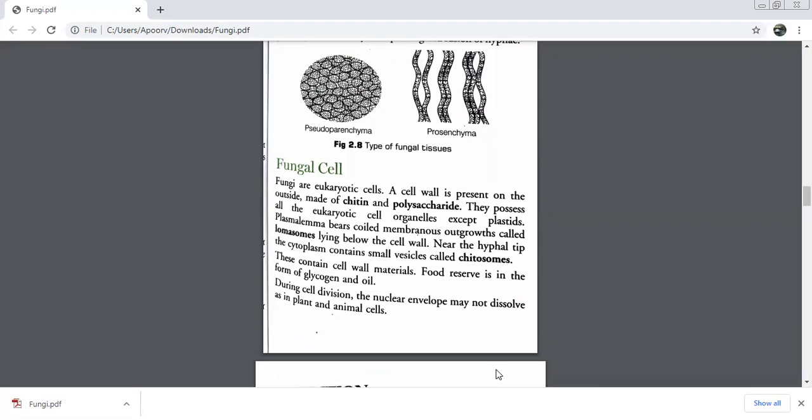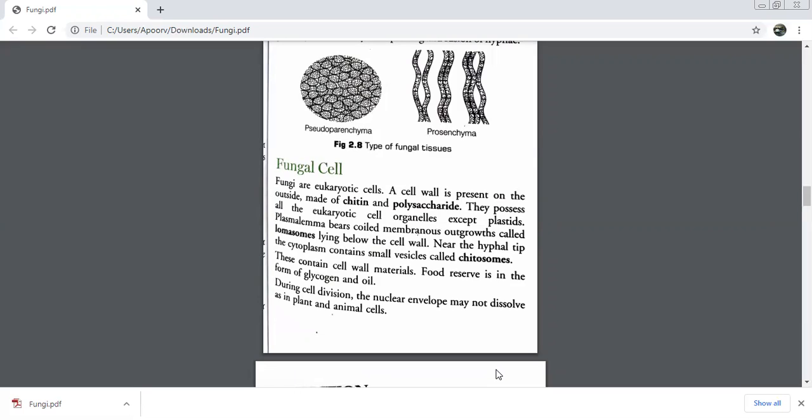Yes, I know it is boring, beta. That is why I left these chapters in the beginning for you, because this is all rote learning. If it is made up of chitin and polysaccharide, I have to tell you this only. I cannot add anything extra to this. They possess all the eukaryotic cell organelles except plastids. Which is the organelle which is never present in fungal cells? Plastid.